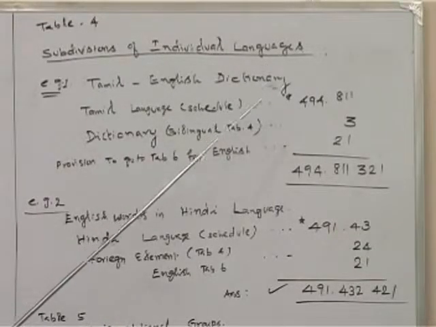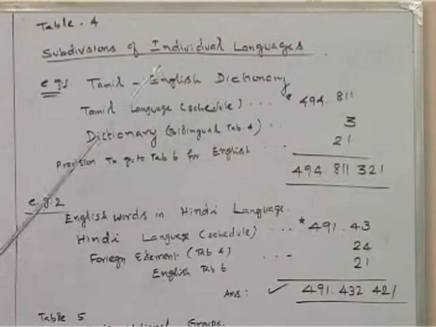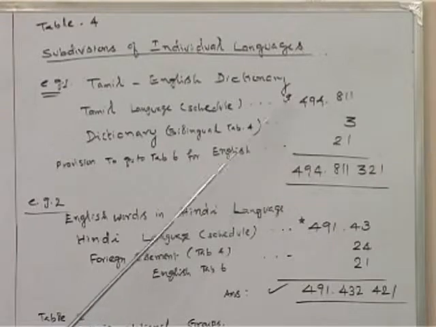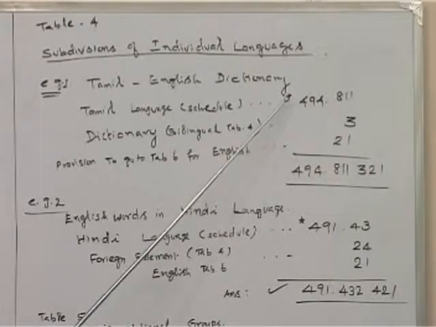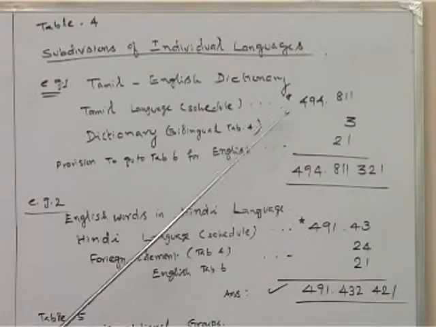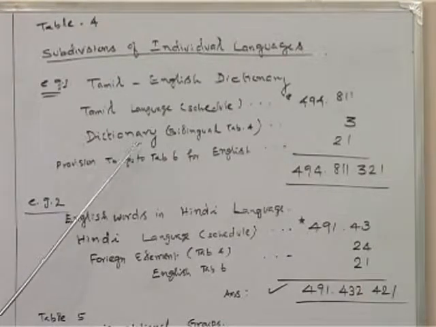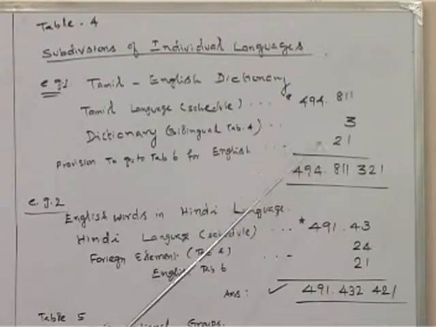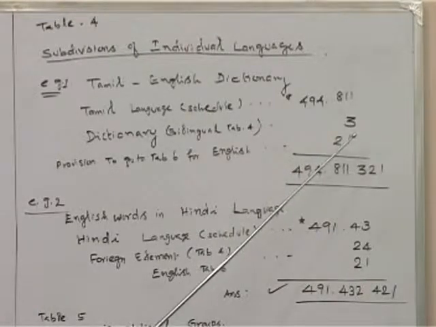Tamil English dictionary. The question is Tamil English dictionary. Now the Tamil language is to be taken from the schedule, 494.811. When you find an asterisk mark, the meaning of this asterisk mark is that you are allowed to go to table 4. Now enter into table 4, dictionary. But here it is a two-language dictionary, a bilingual dictionary, so you have to add 3 according to the instruction given in table 4.